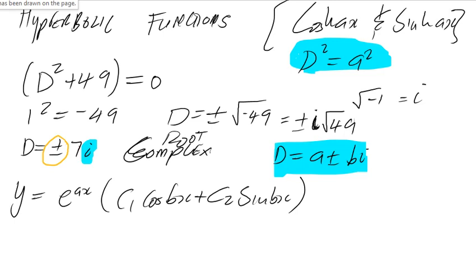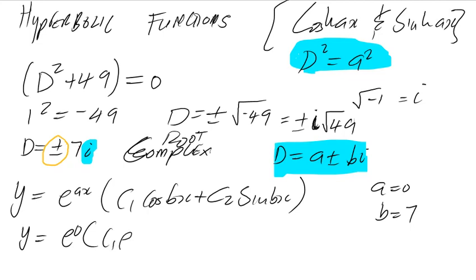You don't have anything just before a plus or minus. So a equals 0, and then b. B is the one that is next to the i. What is next to i? 7. So your y will be equals to e to the power 0 times c1 cos bx, which is 7x, plus c2 sine 7x, right?